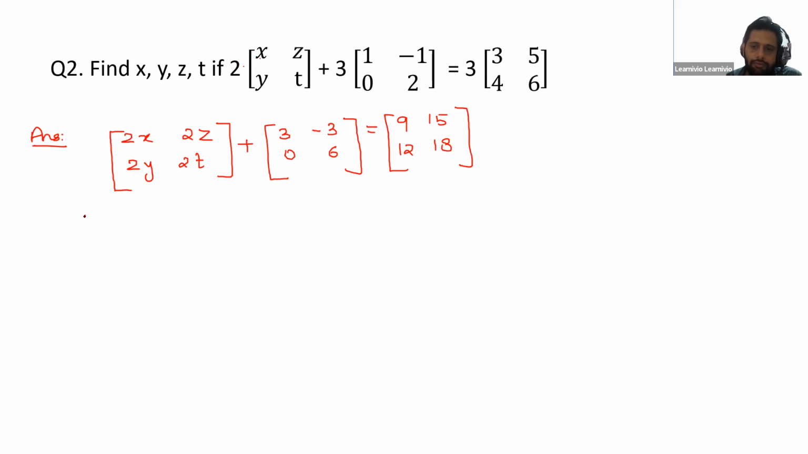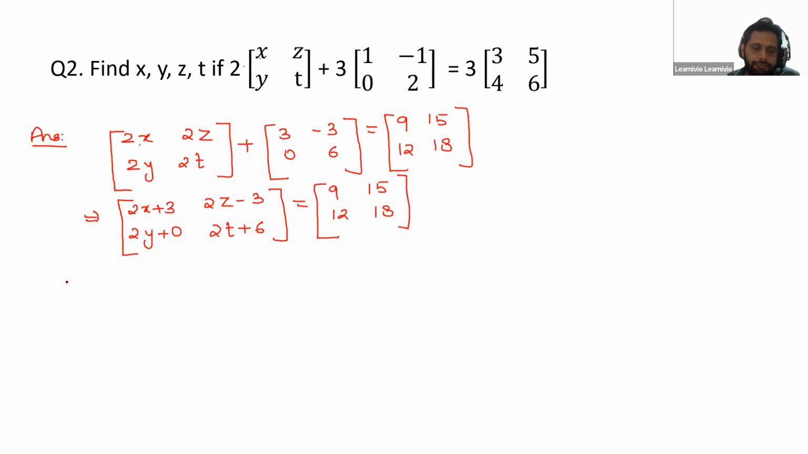Okay. Now, what will happen, Abdul? If we are adding these two matrices, then their elements will get added. So this becomes 2x plus 3. Similarly, 2z minus 3. Similarly, 2y plus 0, and 2t plus 6. And this will be equal to 9, 15, 12, and 18.